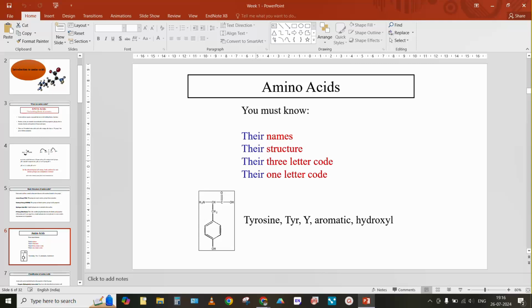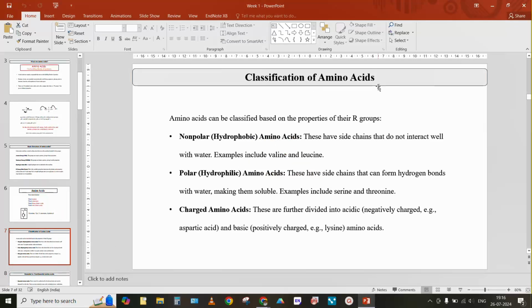Okay, so let's decode amino acids. This is the structure of tyrosine. An amino acid can be identified in four ways: by its name, by its structure, by its three-letter code, or by its one-letter code. As you can see the structure of tyrosine here, we can identify this amino acid by its structure, then by its name, tyrosine, then by its three-letter code, that is TYR, and by its one-letter code, that is Y.